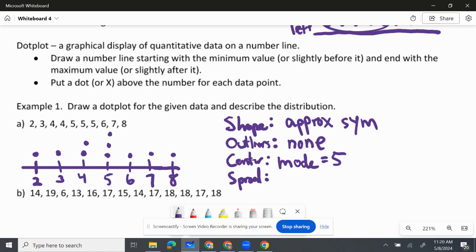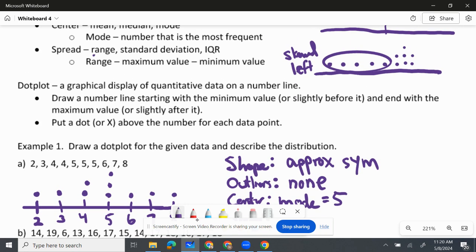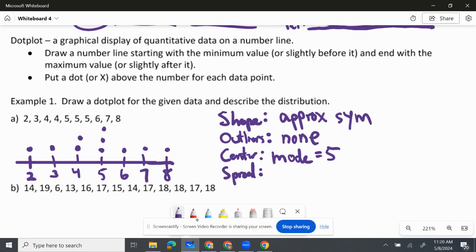And the spread, there's three different spreads. We're talking about the range, the standard deviation, and the IQR. The one that we're going to focus on today is the range. We take the maximum minus the minimum. So we're going to put range, and what we have is 8 minus 2, which is 6.